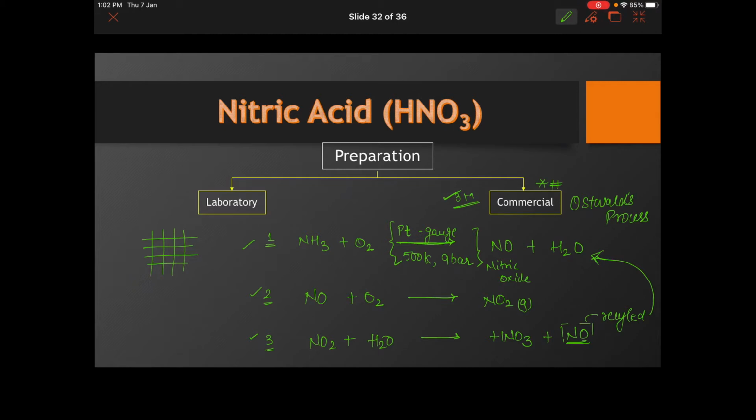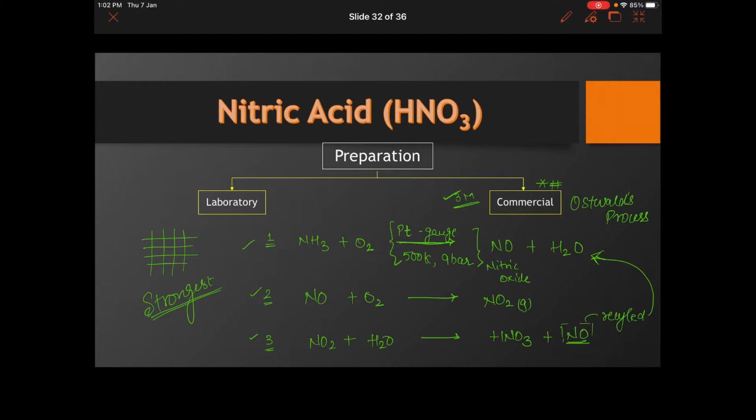Laboratory scale preparation is not that important for nitric acid, but yes, commercial scale is very important. Why? Because it is one of the strongest acids we know. HCl, H2SO4 and HNO3 are the 3 strongest inorganic acids we know, right?